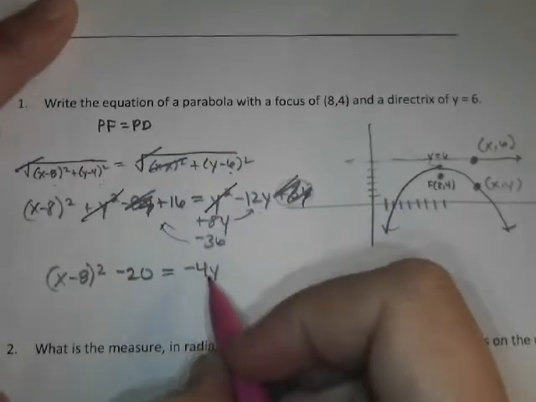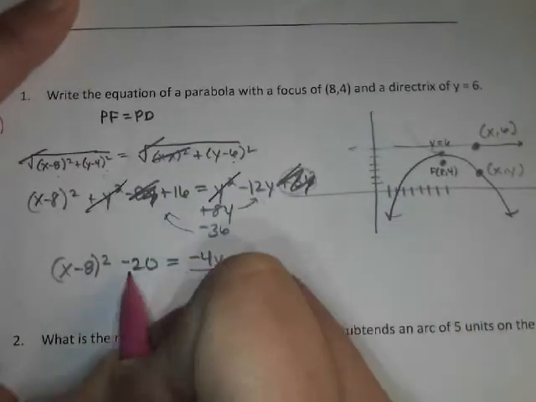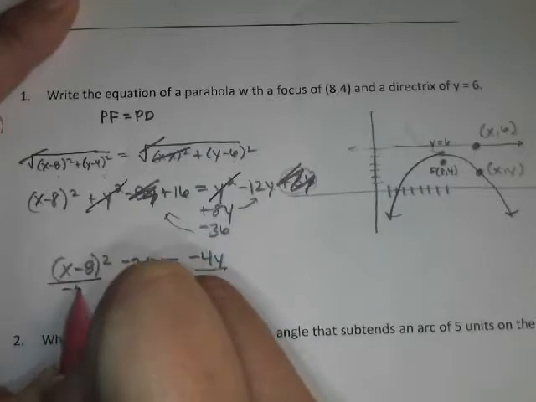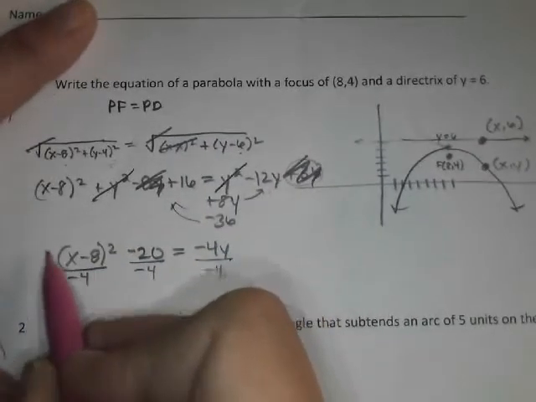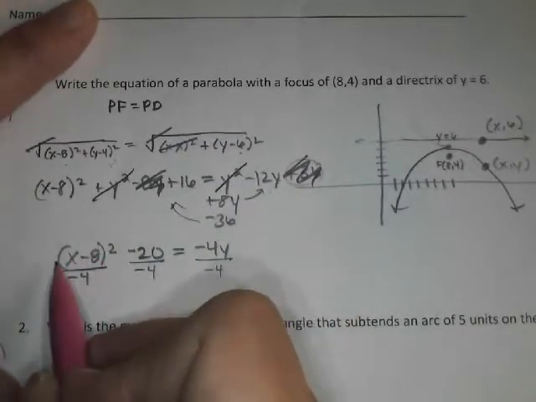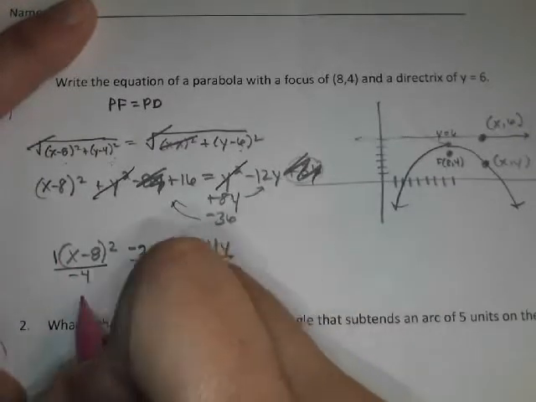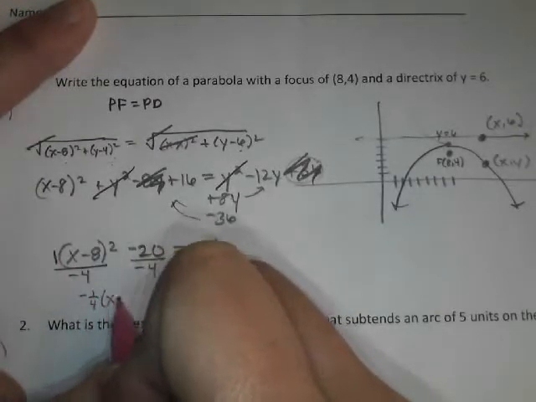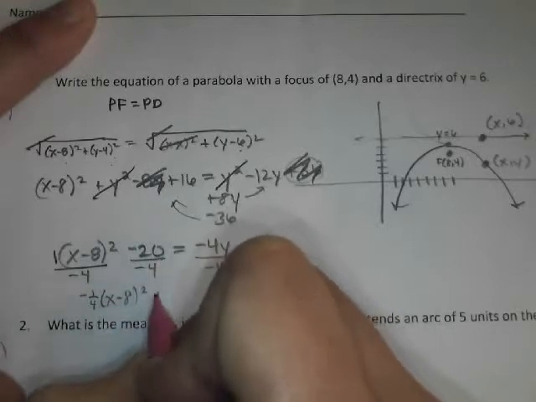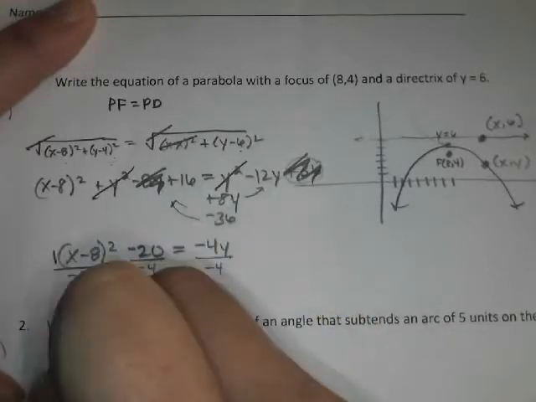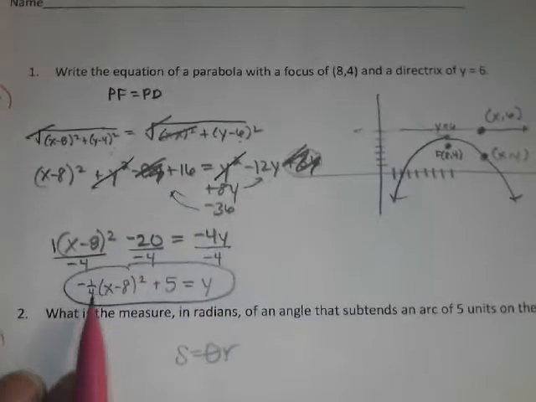Divide this term by negative 4, divide this term by negative 4, divide this term by negative 4. So here's where my a finally comes up. This is technically a 1. So negative 1/4 (x minus 8) squared plus 5 equals y. And there's my function. There's my a value, there's my h, there's my k.